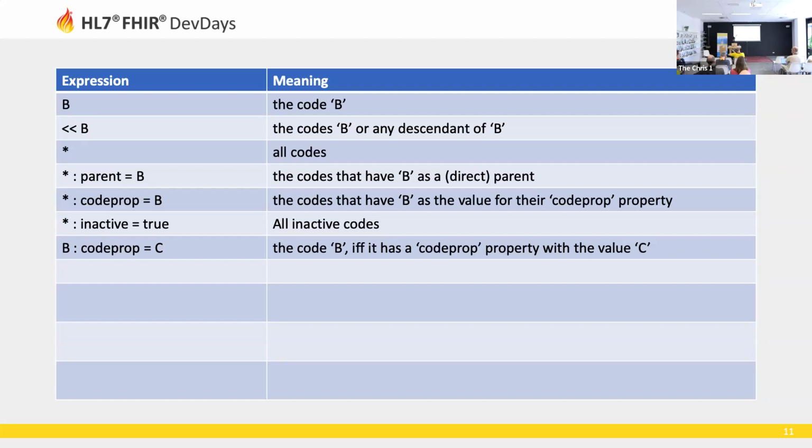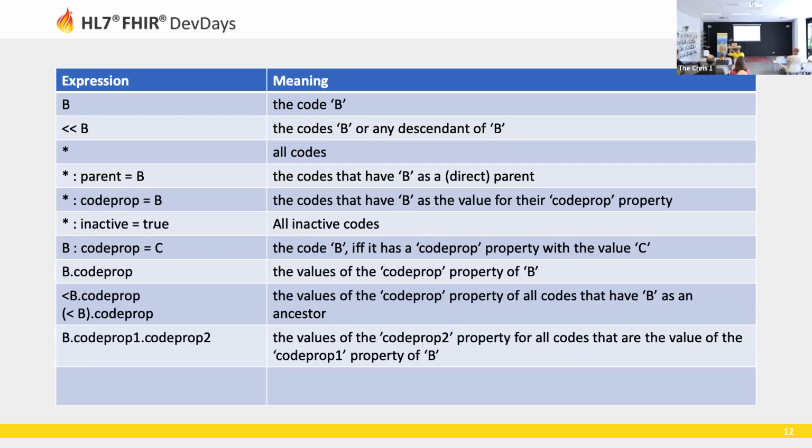If you have a code valued property, parent is a code valued property, but you have another code valued property, it's the same sort of syntax. This is a Boolean valued property, so inactive equals true, and so on. And then this matches B, the code B, if its code prop has a value of C. Remembering that properties here can be multi-valued, so it has at least the value C.